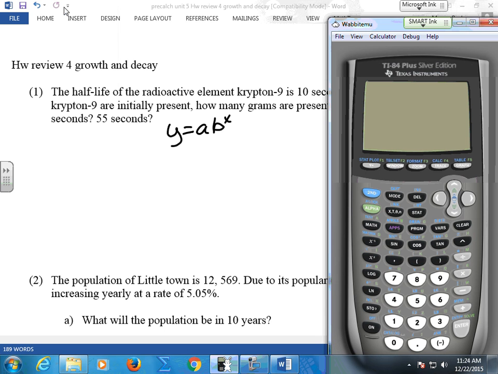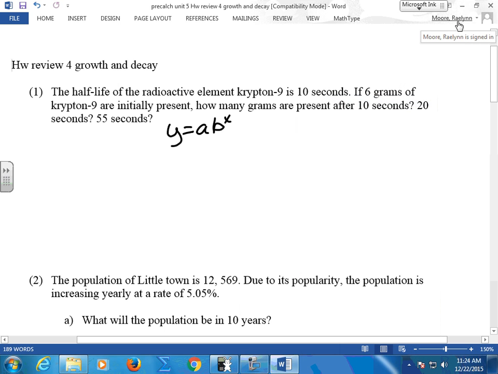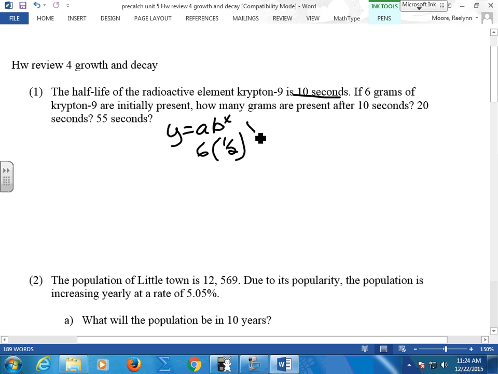Okay, start like this. What is your initial grams that you're starting with? 6. What's your rate? 1/2. And we're doing this in seconds. Is it every second? 10. So I divide by 10.